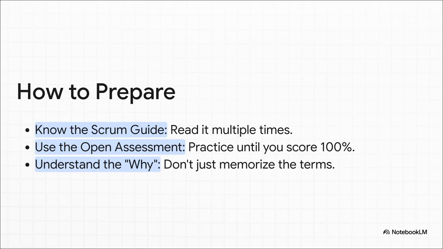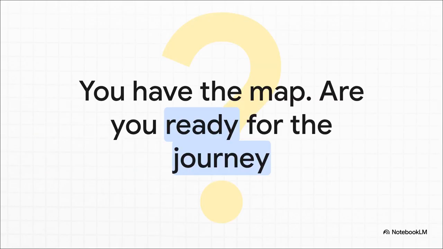So, if you're thinking about getting certified, how do you get ready? First, you got to know the Scrum Guide backwards and forwards. Then, go online and take the free Scrum Open Assessment over and over until you're nailing 100% every single time. But here's the real key. Don't just memorize the rules. You have to understand why the rules exist. That's what separates good from great. We've talked about scaling, dodging the pitfalls, and having the right mindset. You've basically got the map now to get from the classroom to a real career. So the only question left is, are you ready to take that first step?